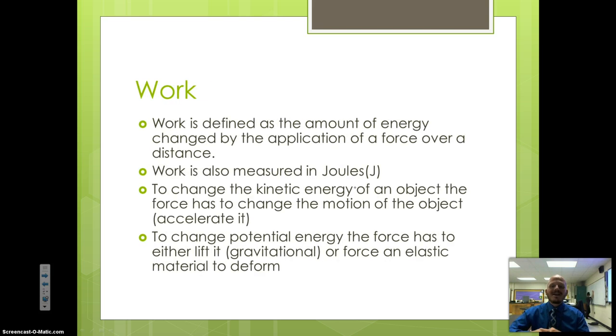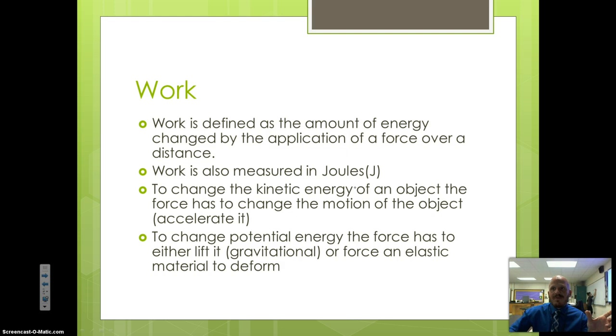Work is defined as the amount of energy changed by the application of force over a distance. So when we do work, we're applying a force over a given distance, and then we're changing the energy of something. It too is measured in joules. Pretty straightforward.